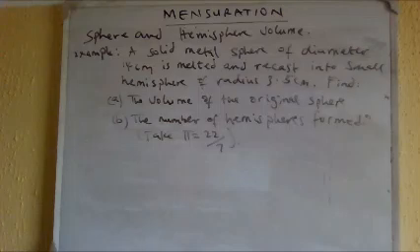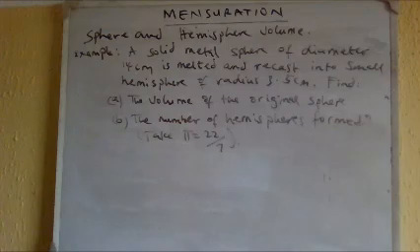So this one is also clear. It's a solid metal sphere of diameter 14. Diameter tells you that the radius is the diameter divided by 2. The diameter is actually 2 times the radius. So if you're given diameter in the question, just divide it by 2 to get the radius. So it's melted and recast into small hemispheres of radius 3.5.